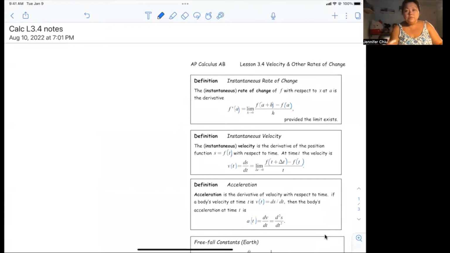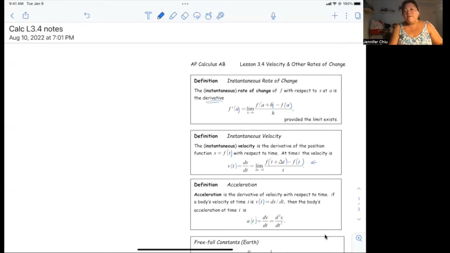Okay, this is lesson 3.4 on velocity and the rates of change. In the earlier sections we've talked about how velocity, slope, and derivative are all the same thing. So this is just reminding you that instantaneous rate of change is also the derivative. The formula is the same. Instantaneous rate of change and instantaneous velocity are the same thing, so they have the same exact function here.